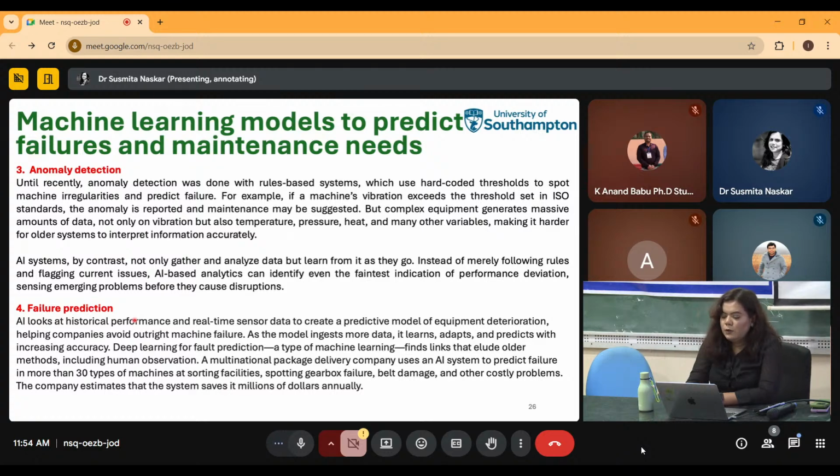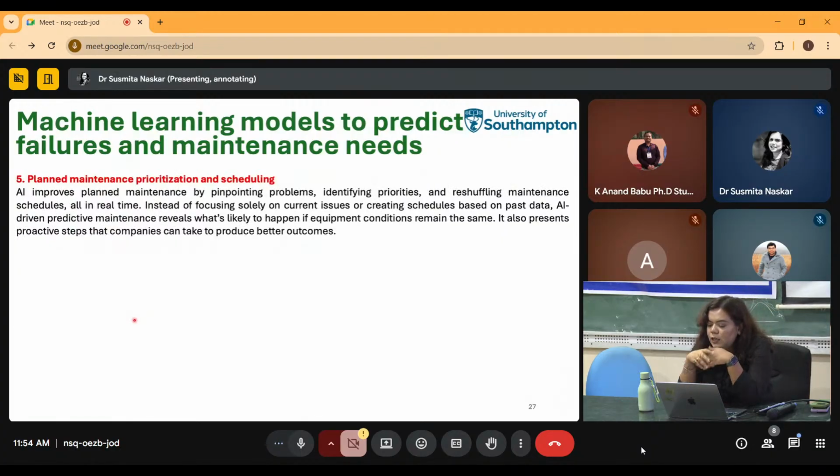So now another important one of these machine learning models is planned maintenance, prioritizing, and scheduling. AI also improves traditional maintenance schedules by pinpointing the problem very early, by identifying the priorities, and by reshuffling the schedules in real time, right? So instead of only reacting to the current issues or relying on the past data, this AI-driven predictive maintenance can project what's likely to happen if conditions remain unchanged. And that insight empowers companies to take proactive steps, reduce the downtime, and improve the outcome.